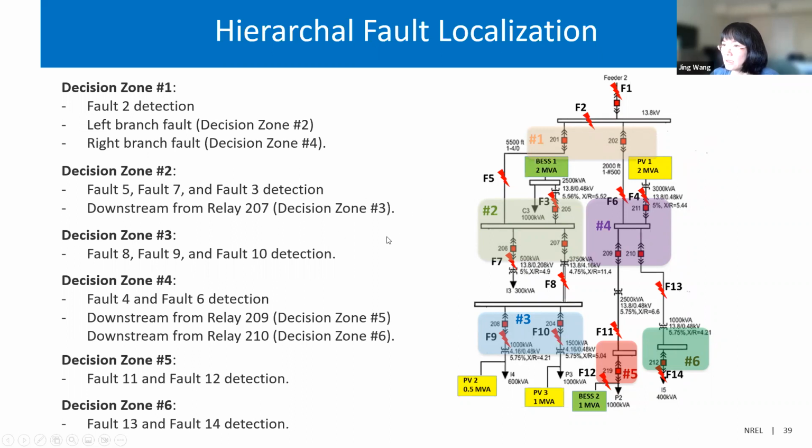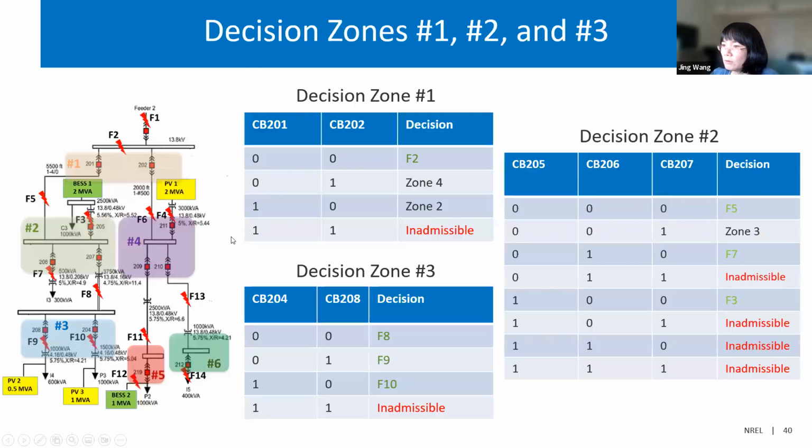I will not go into the details of each design; you can see them from here. But for more information, we would like to see how we design the logic in each decision zone. So here we have 1, 2, 3. For example, in decision zone 1, we have defined 0, 0. Then we can see it's a fault 2, so then this relay will trip.